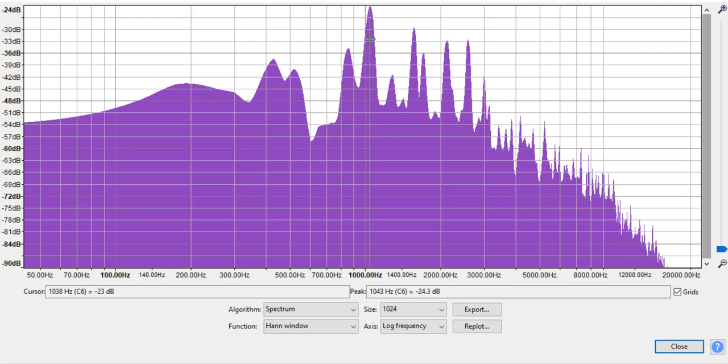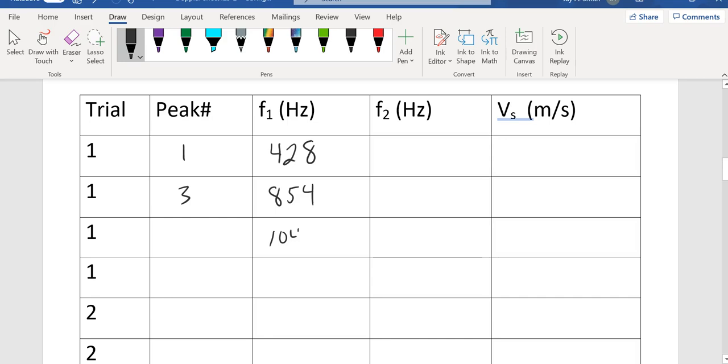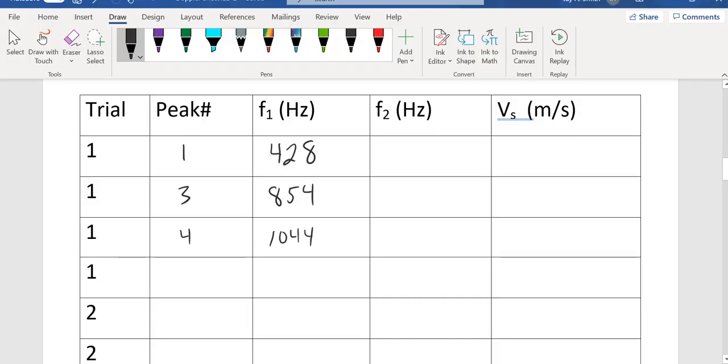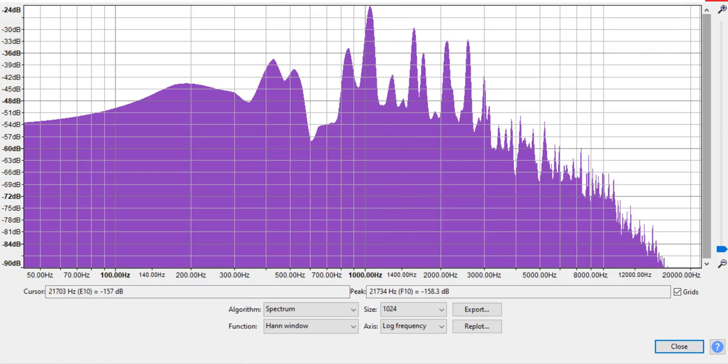Then I came here. That one's right on. I would say 1044. So that was 1, 2, there was 3, 4, and then I'm going to come here. It's about 1282. That was the fifth one. Then we can close out that one.